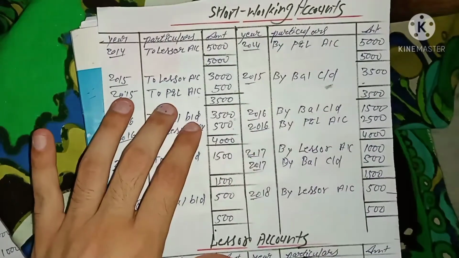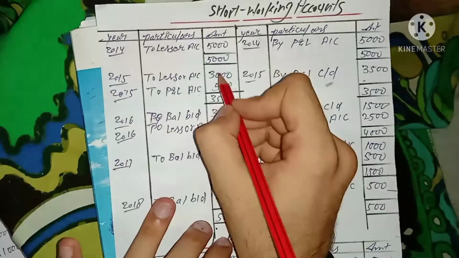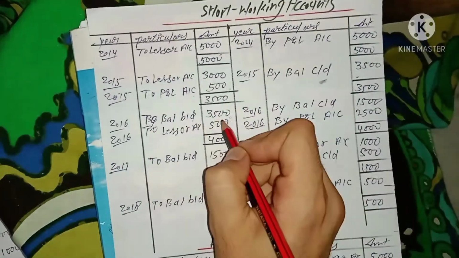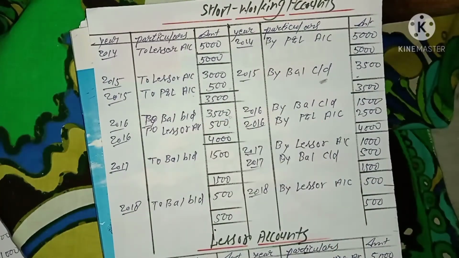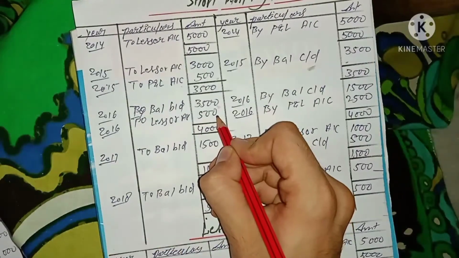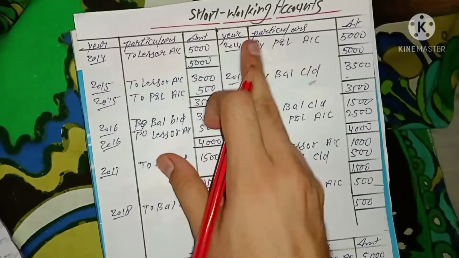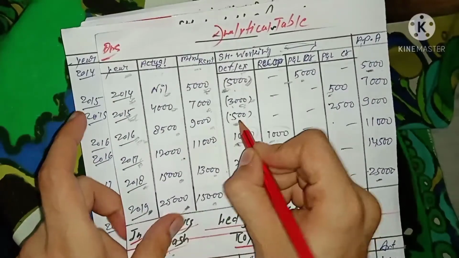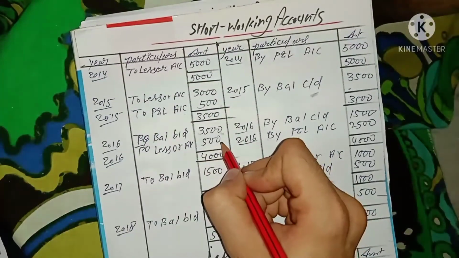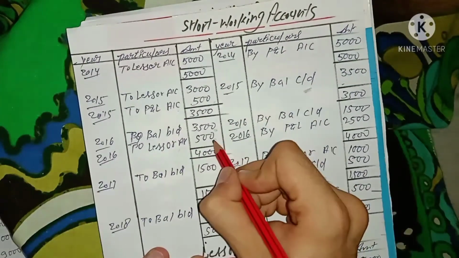So that is where we managed the extra 500 rupees to carry forward into the next year. Here you can see 3,500 rupees in the next year. Now for the lessor, whatever amount of short working was incurred in the year 2016, here you can see 500. So 500 in the year 2016 was incurred as an expense for the patentee.